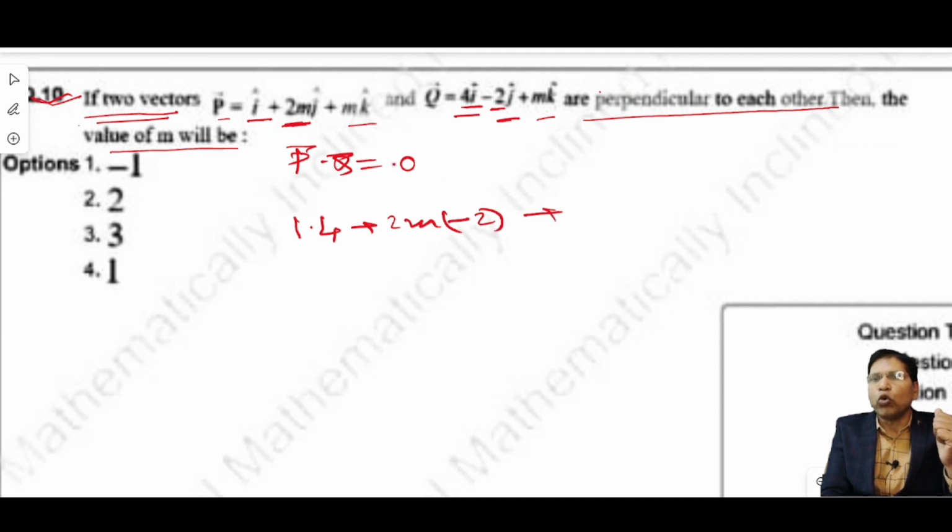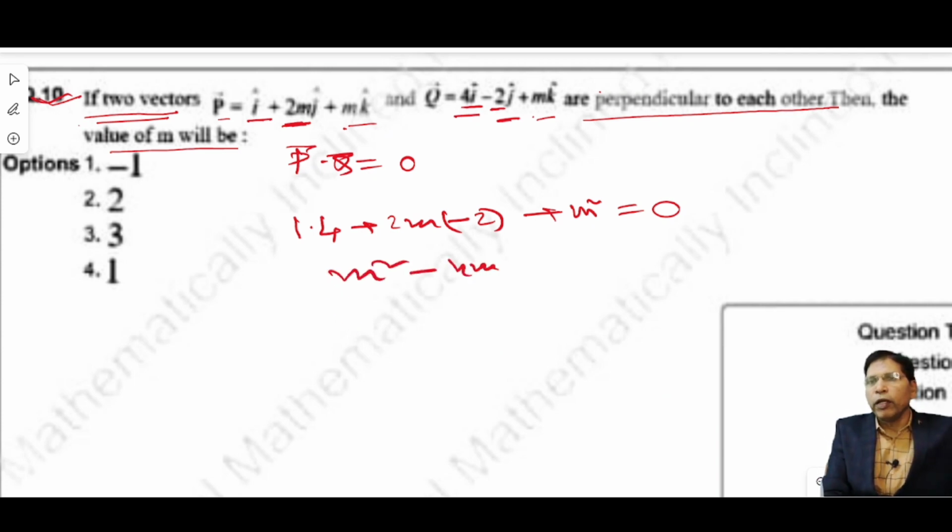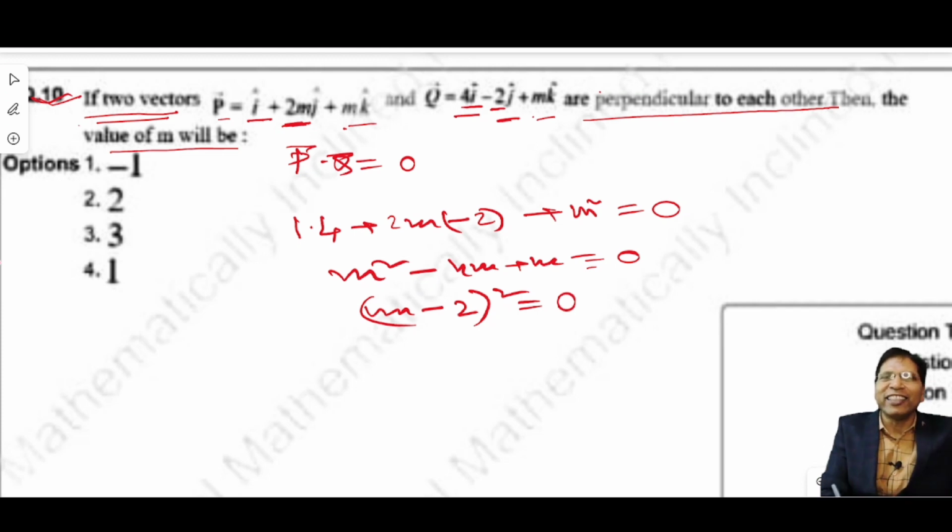And this is the coefficient of m and this is the coefficient of m. So this is m square, and this equals 0. So m square minus 4m plus 4 equals 0. Therefore this is (m minus 2) whole square. So what is the value of m? m is 2. So option 2 is correct. Okay, understood?